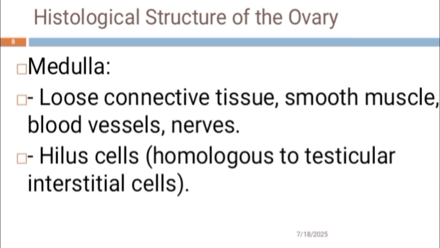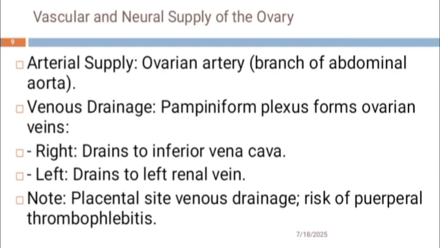The medulla, in contrast, contains loose connective tissue, some smooth muscle, blood vessels, nerves, and a small cluster of hilus cells, homologous to the interstitial cells of the testes. This histological organization supports the ovary's dual roles. Let's now turn to its vascular and neural supply. The ovary's vascular and neural connections are vital for its function and clinical considerations.